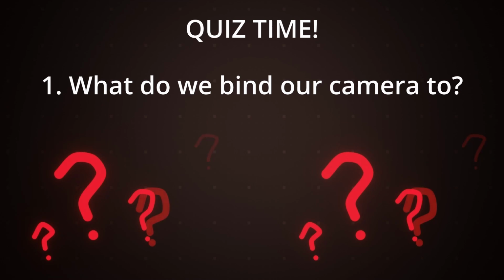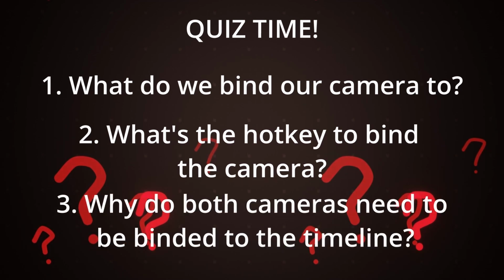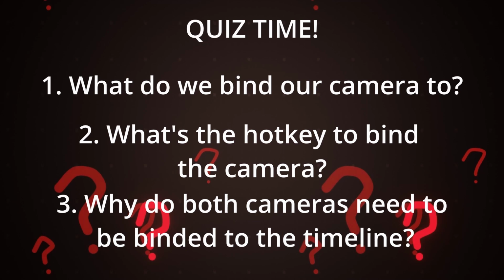Let's have a quick quiz to recap what we learned. Number 1, what do we bind our camera to on the timeline? Number 2, what is the hotkey to bind our camera? Number 3, why is it important to bind both cameras to the timeline and not just the second one? Make sure to pause the video, and when you're ready to answer the questions, you can press play again.